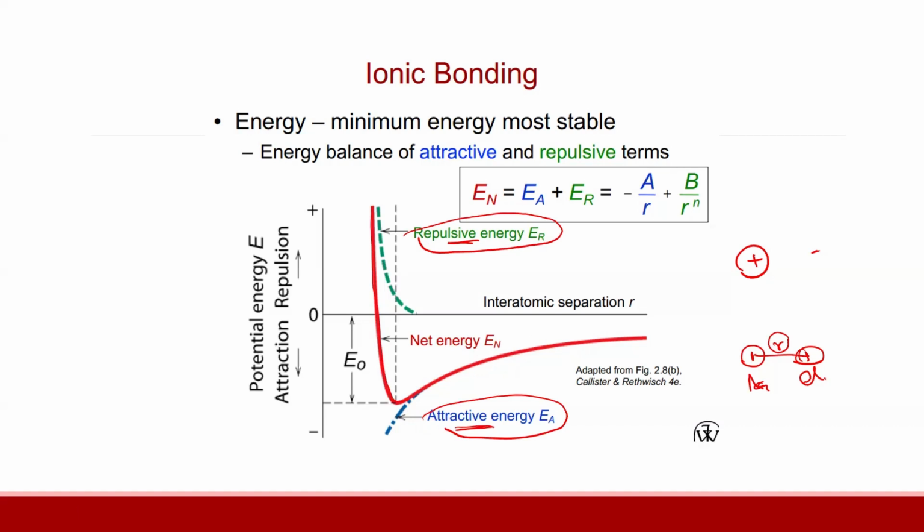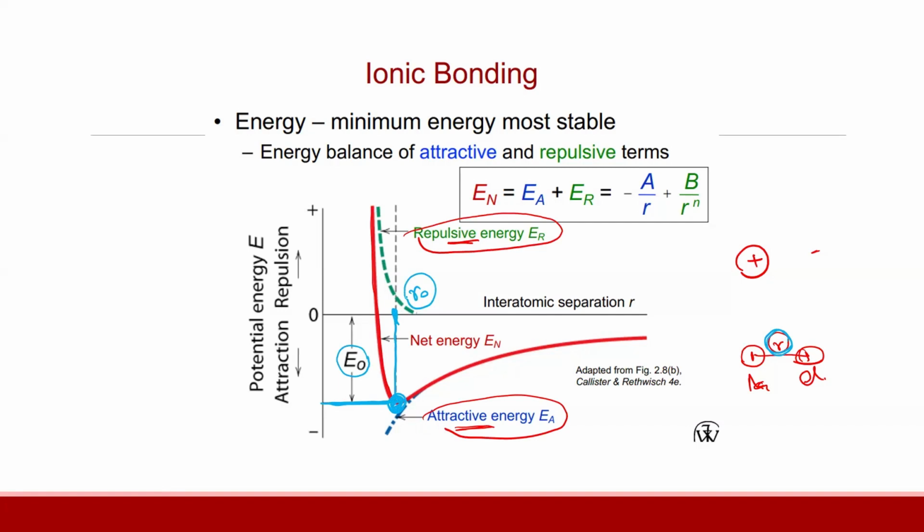So mostly this R will stay in a way that minimizes the energy. This is the minimum energy point. This particular R, which gives you the minimum energy, we call the stable R, which is R naught.